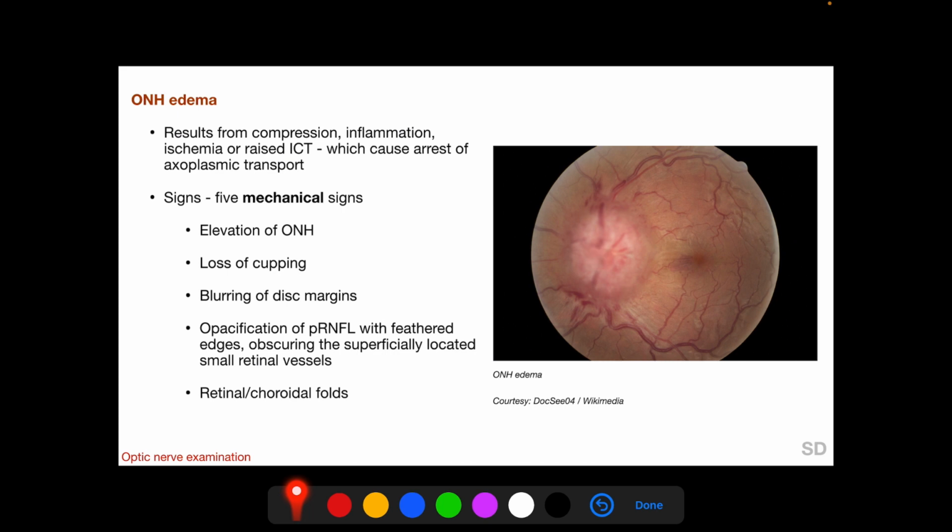There is loss of cupping. There is blurring of the disc margins. The disc margin is not well delineated, and there is opacification of the PRNFL. The opacification of the PRNFL has feathered edges and obscures the superficially located small retinal blood vessels. There can also be retinal and choroidal folds.